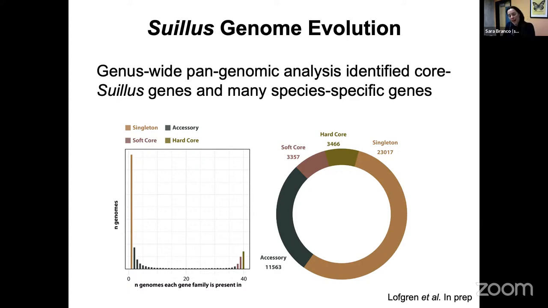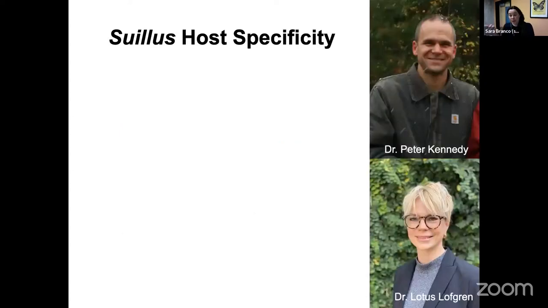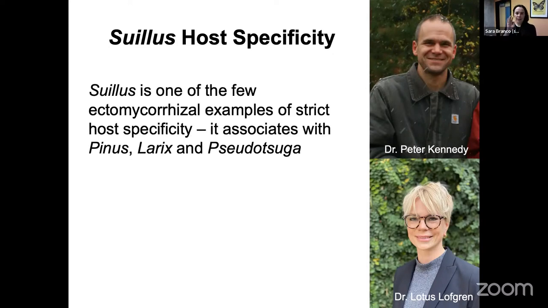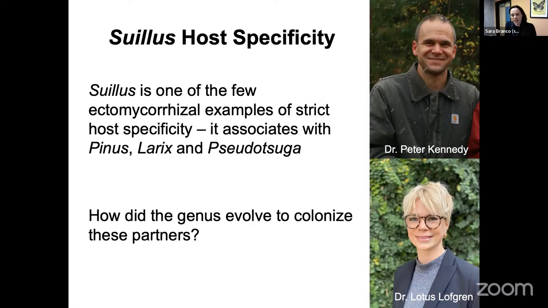But one way that she's been thinking about this data is through the lens of host specificity, and so she worked with Dr. Peter Kennedy at the University of Minnesota before going to Duke, and they were very interested in understanding Suillus host specificity. And as I mentioned, Suillus is a very good example, or one of the few examples, of host specificity in ectomycorrhizal fungi, and it associates specifically with Pinus, Larix, and Pseudotsuga. And one of the questions is, how did the genus evolve to colonize these partners?